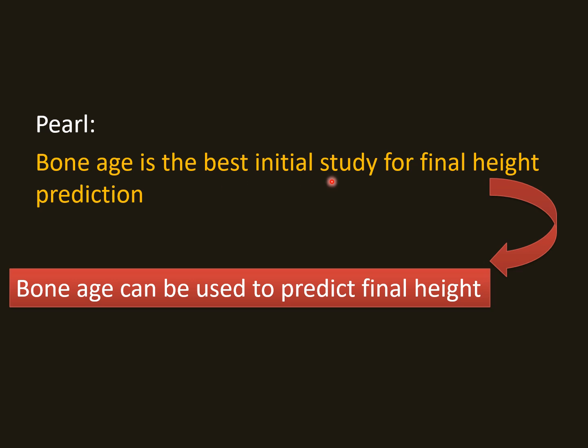Bone age is the best initial study for final height prediction. So if you have a boy or a girl with precocious puberty and you want to assess the final height, bone age is the best study. Bone age can be used to predict the final height.